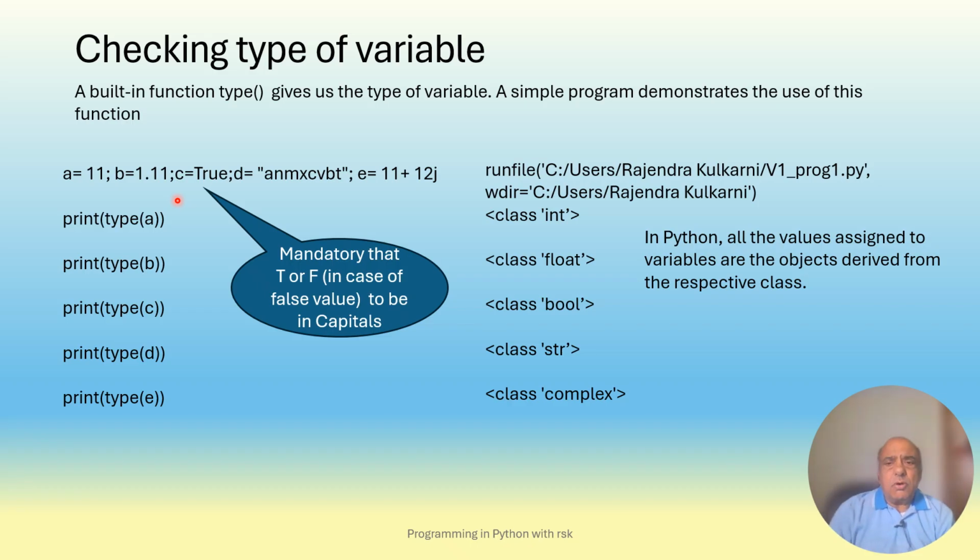In Python, all the values assigned to variables are objects derived from the respective classes. So when there is a value 11, which is an integer value, that value is actually an object of class int. Similarly, 1.11 is an object of class float and so on.